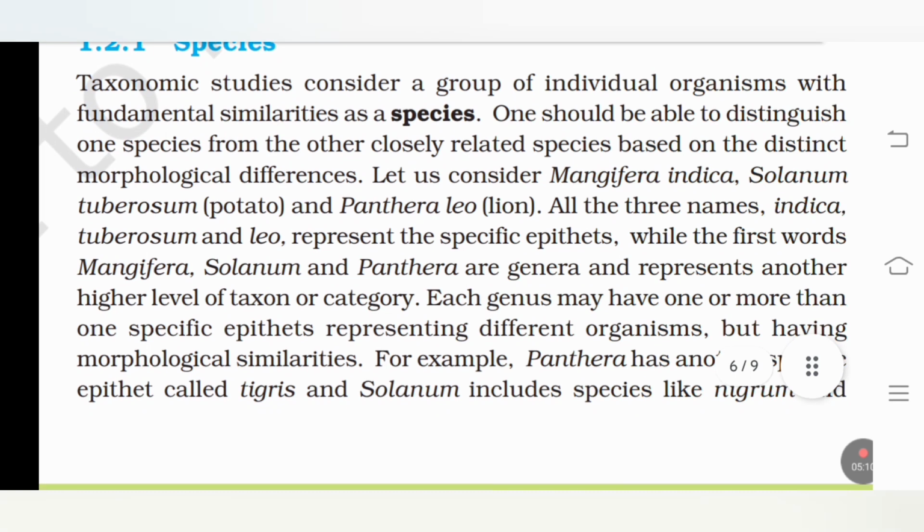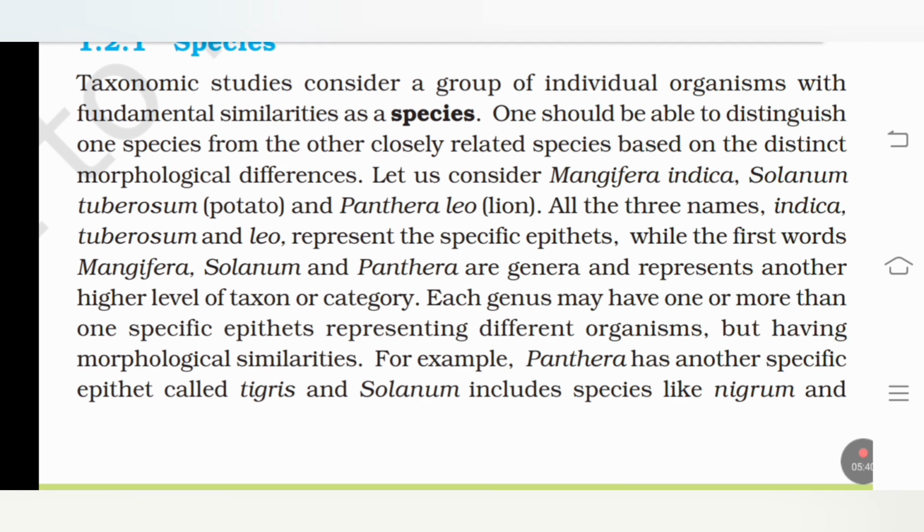1.2.1 Species. Taxonomic study considers a group of individual organisms with fundamental similarities as a species. One should be able to distinguish one species from other closely related species based on distinct morphological differences. Let us consider Mangifera indica, Solanum tuberosum, and Panthera leo. All the three names, indica, tuberosum, and leo, represent the specific epithet, while the first words Mangifera, Solanum, and Panthera are genera and represent another higher level of taxon or category.